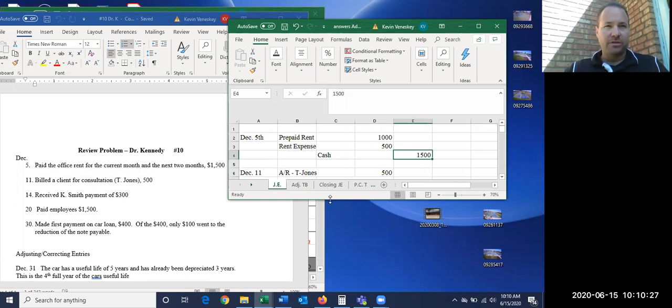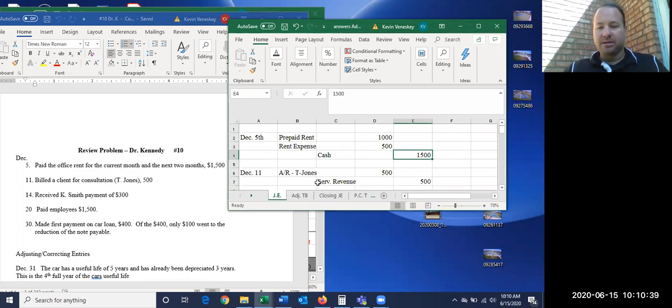And this is for a different person, so we're going to have a different T account. We don't want to put it in the same one as our K Smith. And then why is T Jones going to pay me? Because I did my job as the psychiatrist. $500.